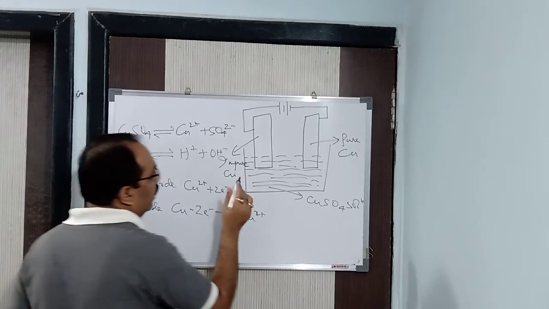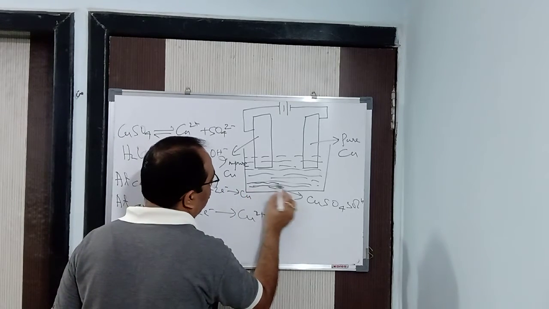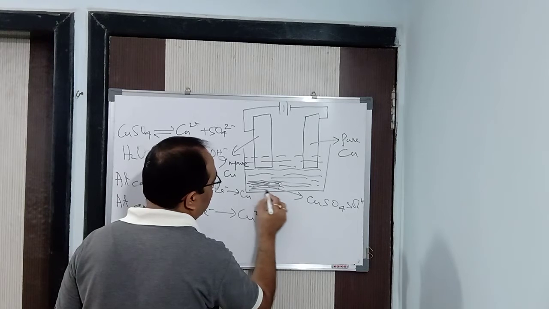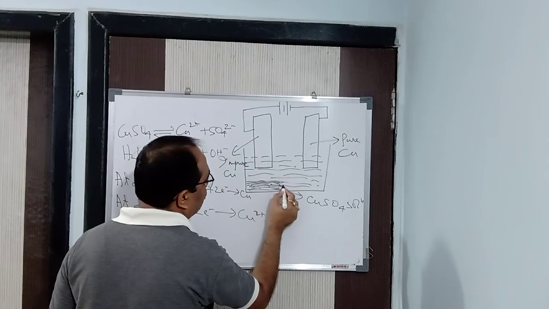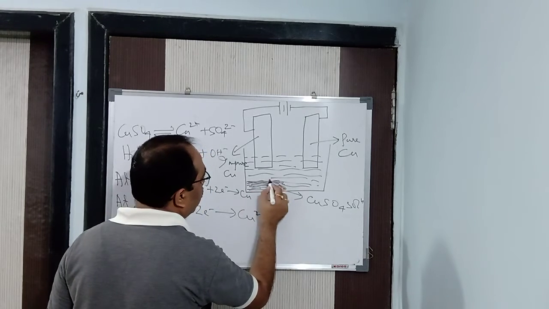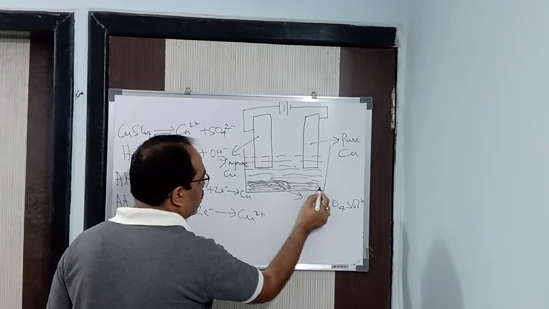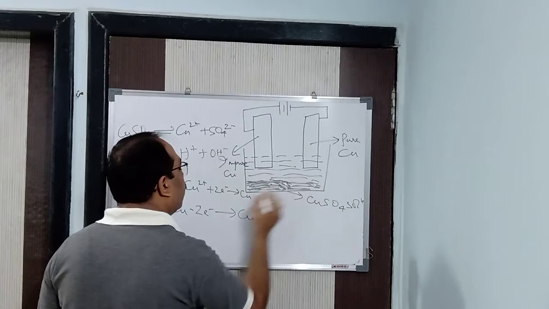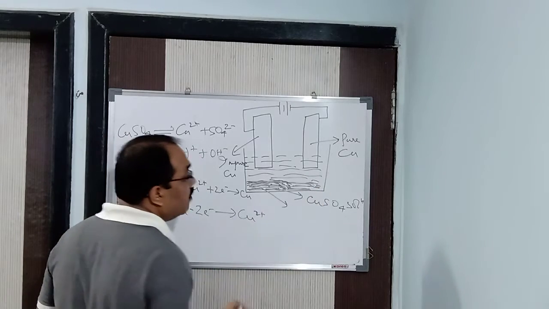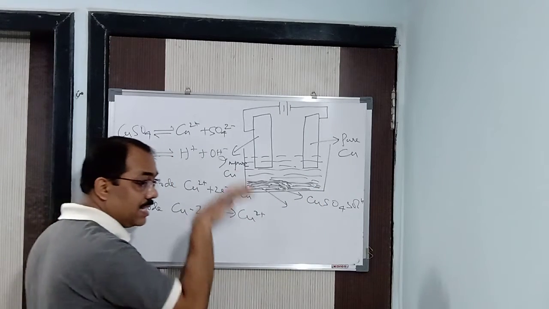Now what you will find is that after the reaction has started and is continuing, you will get a deposition below the anode, at the bottom of the tank also. Alright, why? What is this? They are nothing but impurities which are present in copper, which get settled down.